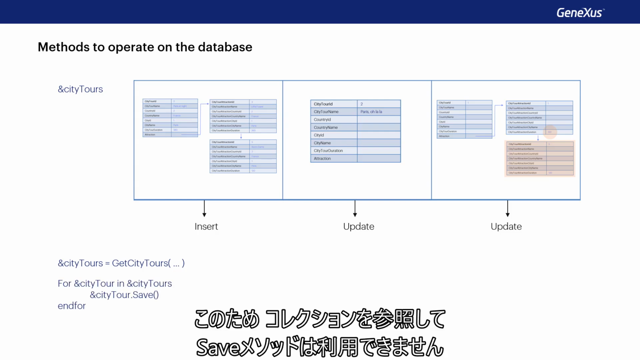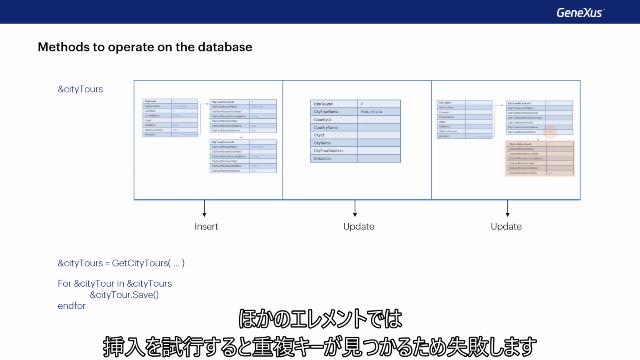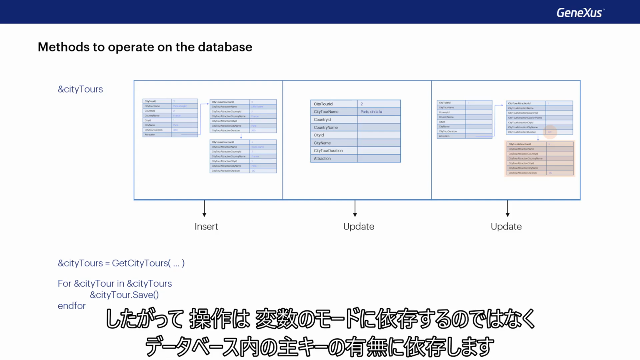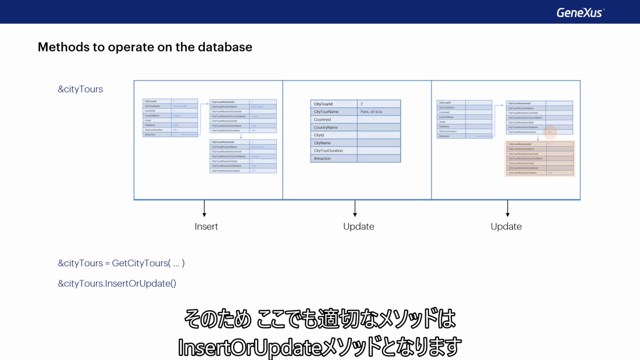For this reason, we cannot run through the collection and save. It will only work well for the first element, the one we want to insert, but it'll fail for the others because it will try to insert and will find a duplicate key. The operation should therefore not depend on the mode of the variable, but on the existence or absence of the primary key in the database. Here, the right method, therefore, is again insert or update.